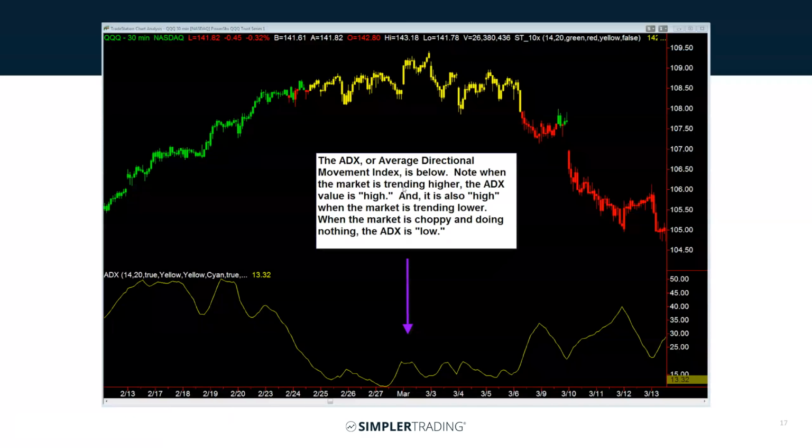So when the market is trending higher, the value is high. You can see right here, the market is trending higher, the value is high, but it is also high when the market is trending lower. So the ADX by itself does not care about direction. It is only looking at, is this market strongly trending one way or the other? Okay, so in this case, you can see that when we're choppy here, the ADX is very low and non-directional.